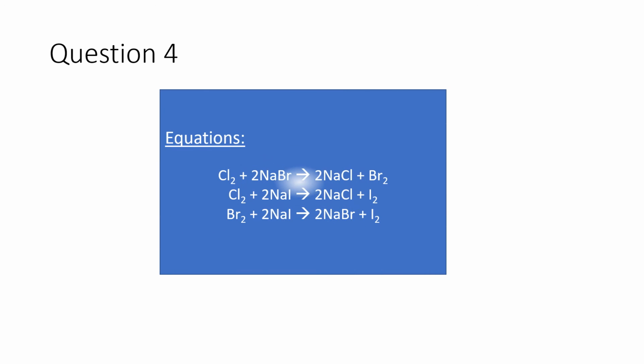The equations that you should have included are Cl2 plus 2NaBr goes to 2NaCl plus Br2. Cl2 plus 2NaI goes to 2NaCl plus I2. Br2 plus 2NaI goes to 2NaBr plus I2.